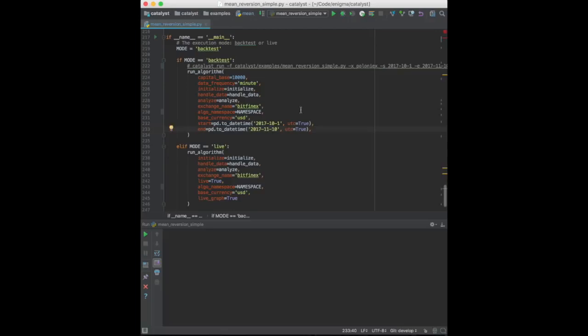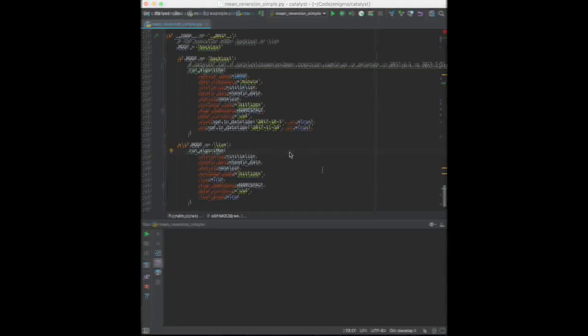The price data of our simulation will come from Bitfinex. This is also where we're mapping our initialize, handle data, and analyze callbacks. Note that the run algorithm function takes slightly different parameters in live mode. We'll cover that in a future video.